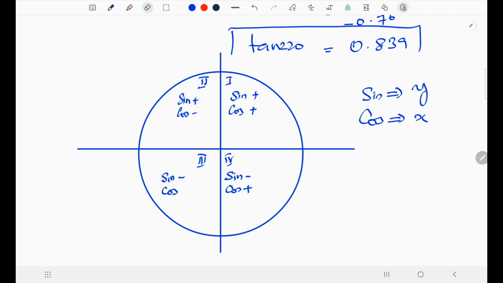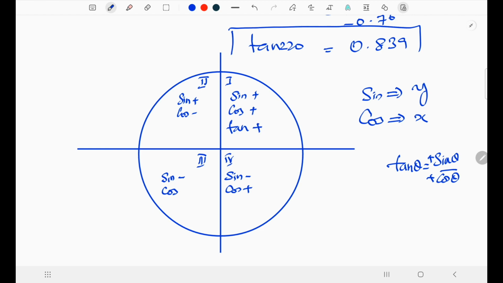Now, which quadrant is tan positive? Which quadrant is tan negative? The tangent of an angle is positive if the sine and cos have the same sign, because simply what is tan theta? Sine theta by cos theta. So if both are positive, tan is positive. If both are negative, tan is positive. So here in the first quadrant both are positive, so obviously tan is also positive.